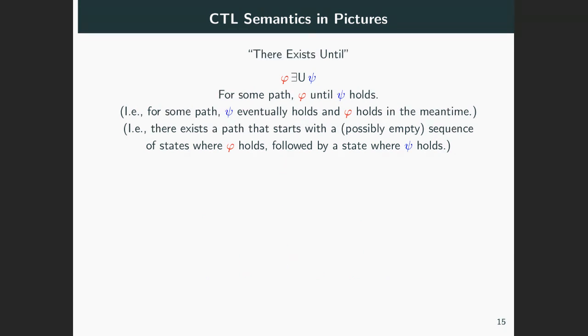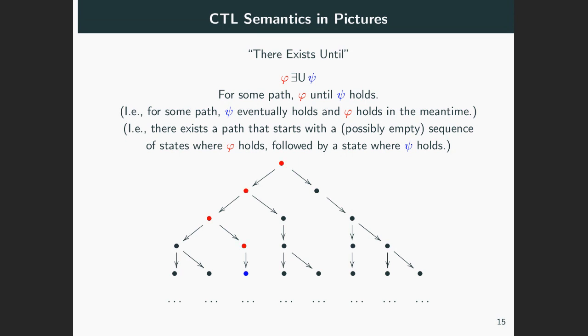And the there exists variant of until, there exists until, of course, wants not all paths, but at least one path to satisfy this until property, illustrated here by making a choice. Phi holds for a block, red, red, red, and then psi holds, blue. And again, with until, there's no requirement that phi and psi are mutually exclusive. So I hope you can see on these pictures how the existential and universal quantifiers over paths are combined with the temporal operators in the CTL semantics.